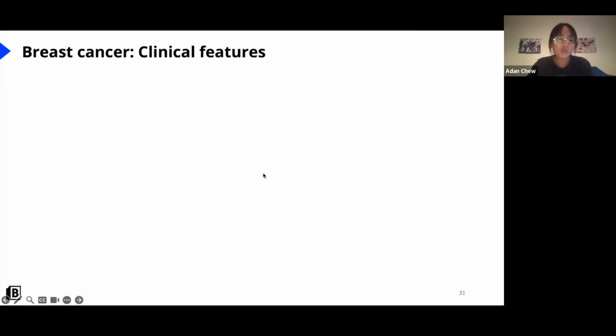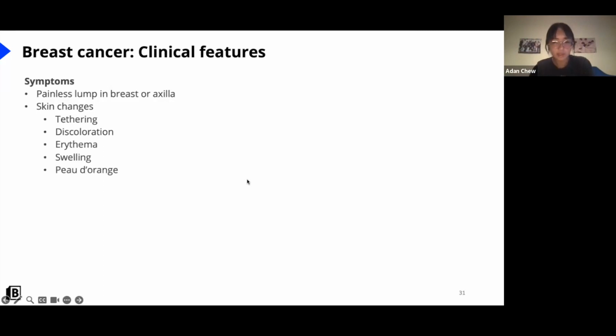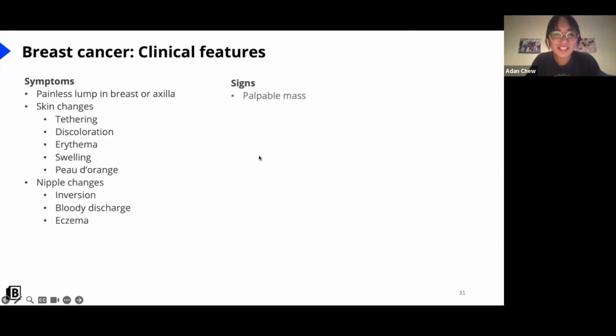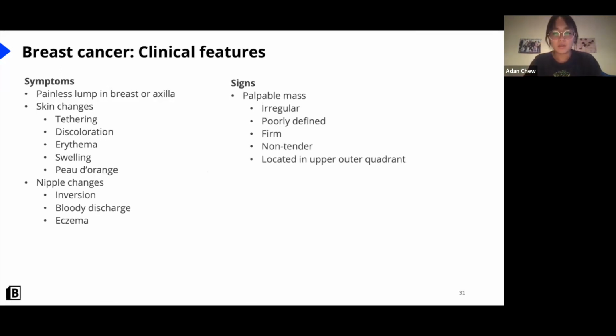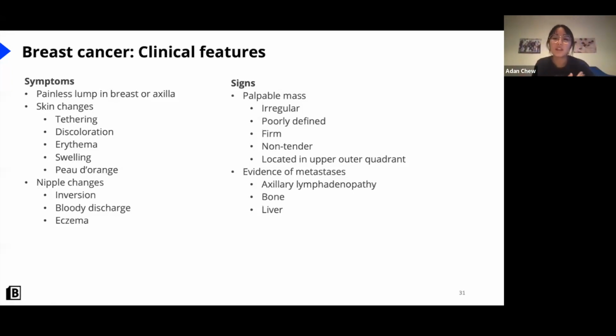Anyways, some of the clinical features of breast cancer. Very straightforward. I hope you can really drill this into your mind because this is high yield. Painless lump, skin changes, nipple changes, the peau d'orange. I can never say it right, but yeah. Some of the other signs are a palpable mass that feels irregular, really firm and poorly defined, and it might be fixed to the chest wall as well. Worrying evidence that the tumor has metastasized includes lymphadenopathy in the axilla, bone pain, bone symptoms, and deranged LFTs, which make you think, has this tumor metastasized?